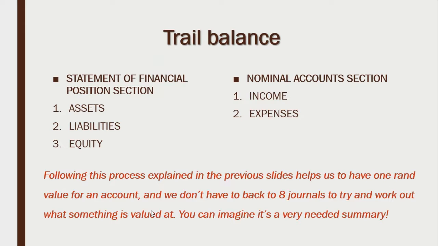Now, using the process that was explained in the previous slides will help us to have one value for an account, and we don't have to go back to the journals to try and work out what something is valued at. So this trial balance is a summary of all the information that a user can use at the end of the day. They do not have to go back to all the detail. And if you quickly want to answer this, you can imagine this is a very summary at the end of the day, because your users or your managers do not want to go back into the detail and try and figure out what is going on.